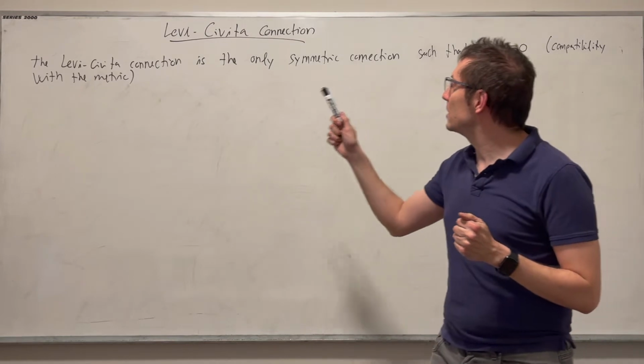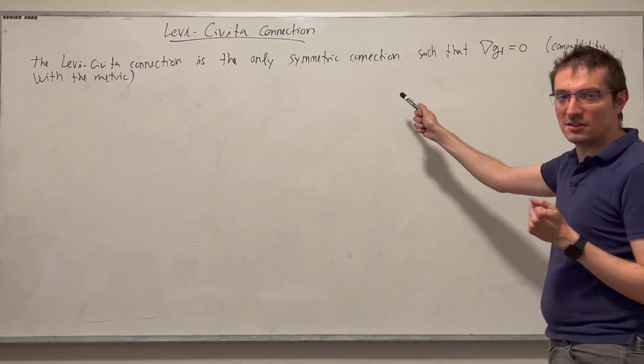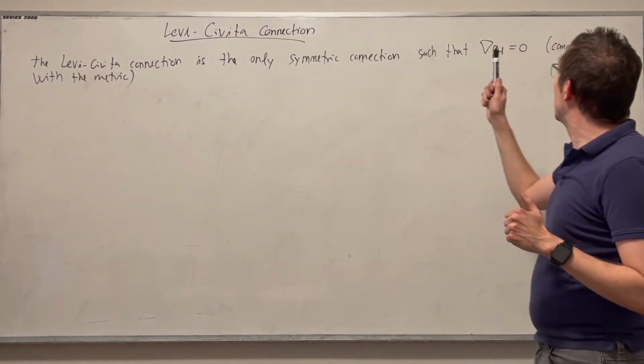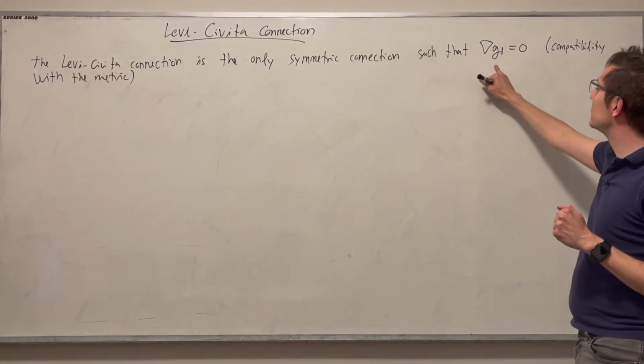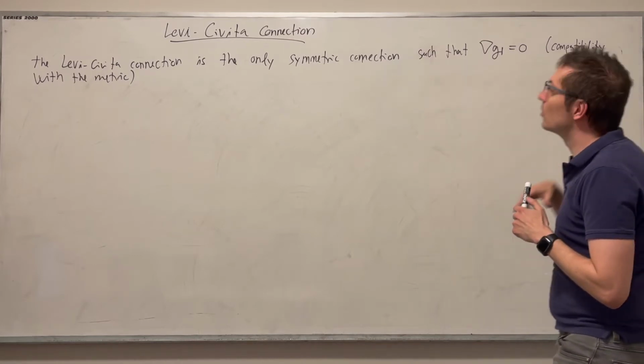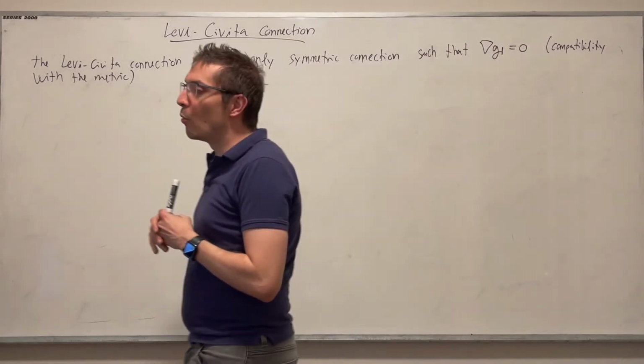The Levi-Civita connection is the only symmetric connection. Remember, the only symmetric torsion-free connection is the same thing, such that the covariant derivative of the metric is 0. That is the condition that we call compatibility with the metric. Why do we want that?